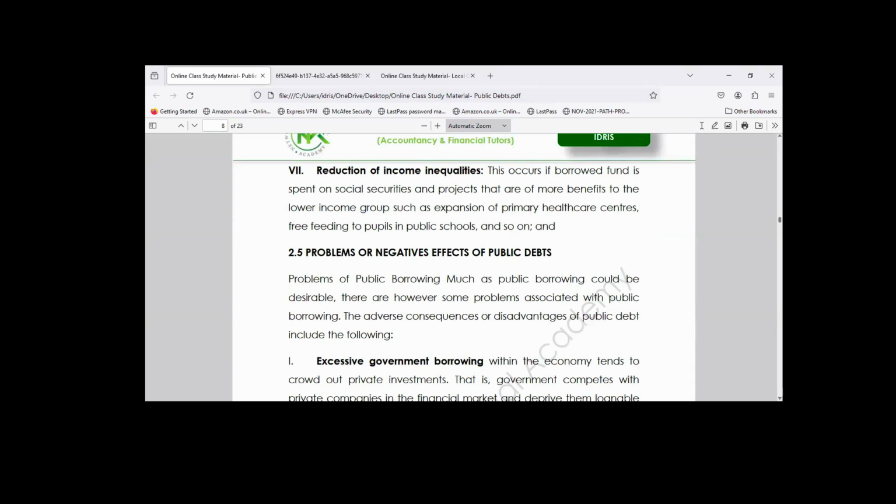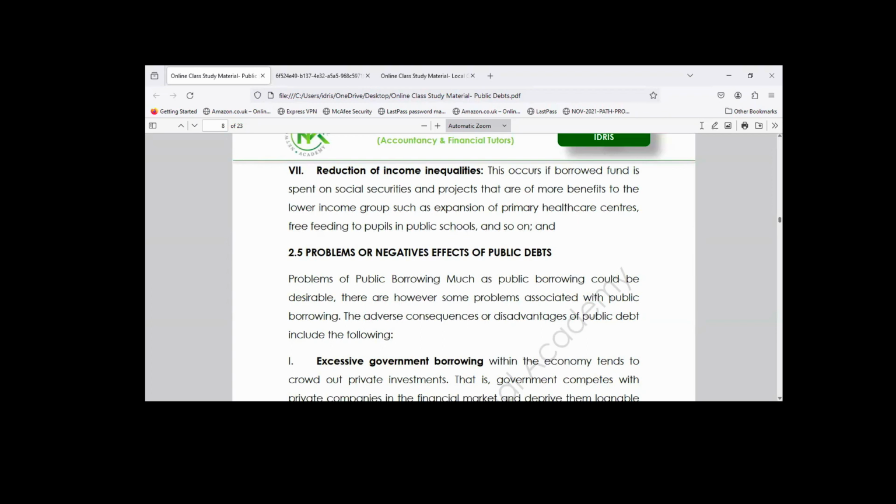Reduction of income inequality. The inequality between rich and poor will reduce. If government borrows, they can use it to build public schools and public health care, so that those who can afford to go to private school will go to public school. Those who can afford to go to private hospital will go to public health care. It means reduction of income inequality, because income inequality means there's a gap between the rich and poor. The rich can afford to buy anything as he likes. The children of the rich person can go to private school. If the rich is sick, he goes to a private hospital. The poor don't have access to that.